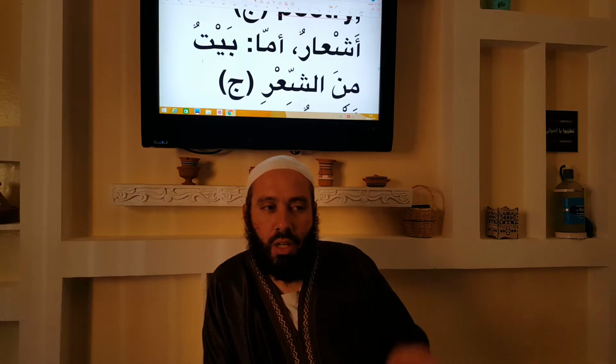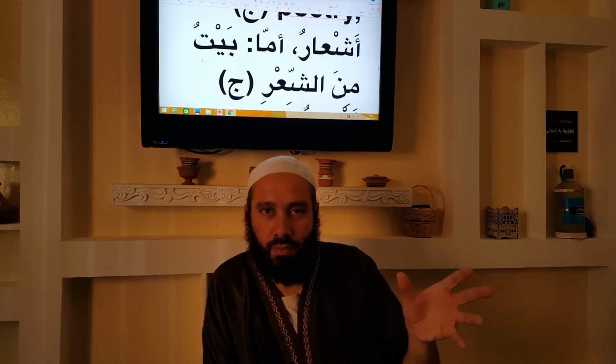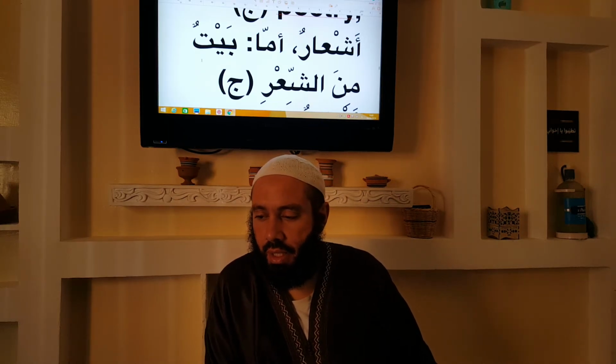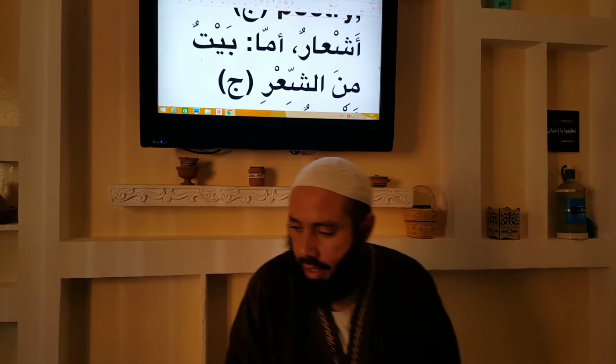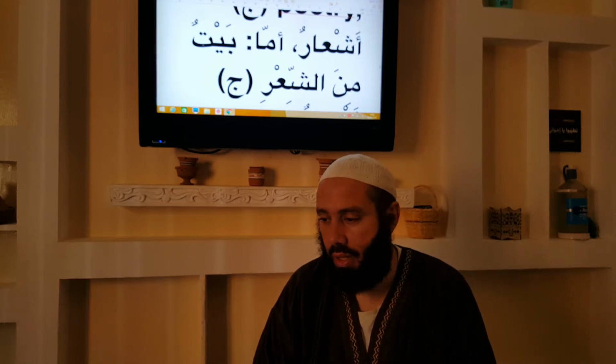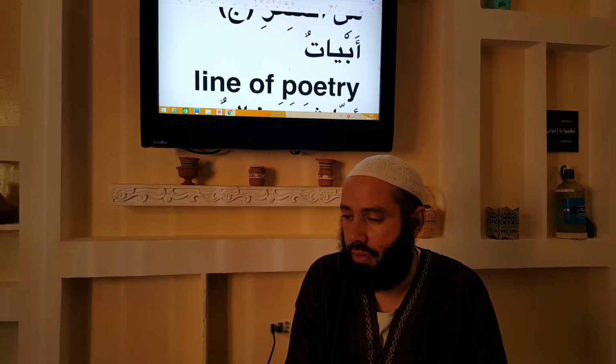And in Arabic poetry, each line consists of 2 parts. So baytun min al-shi'ri, one bayt of a shi'r, is one line of poetry. And baytun means house. But when it comes to the plural, we know that houses is buyutun. But when it comes to lines of poetry, you say abyatun. This is not a word that you use for houses. We use buyutun for houses and abyatun for lines of poetry.